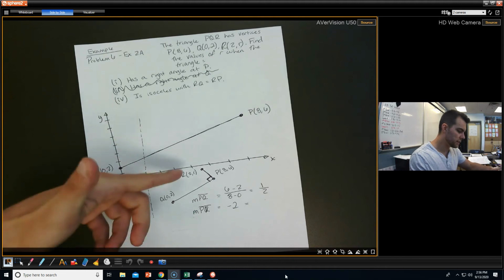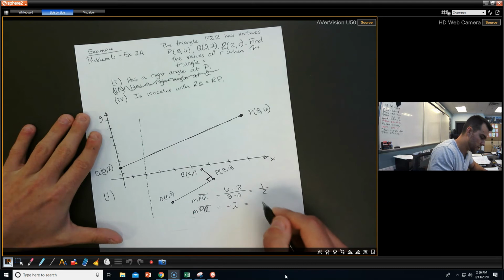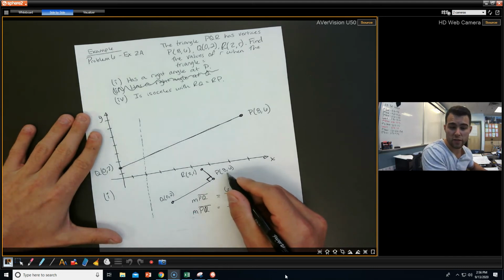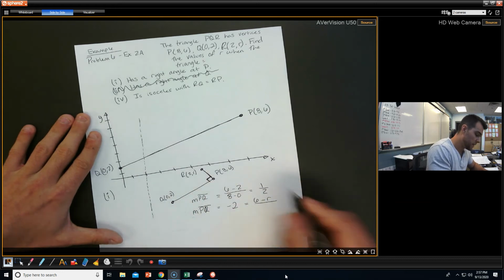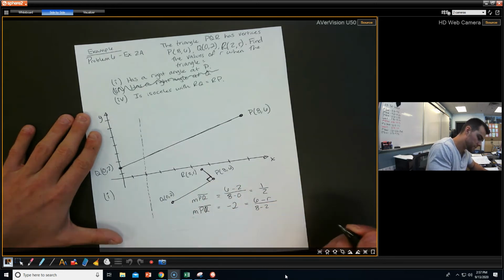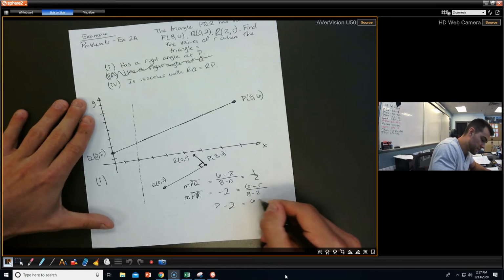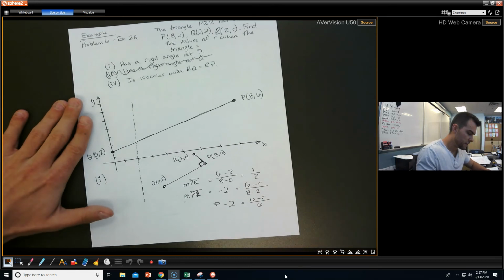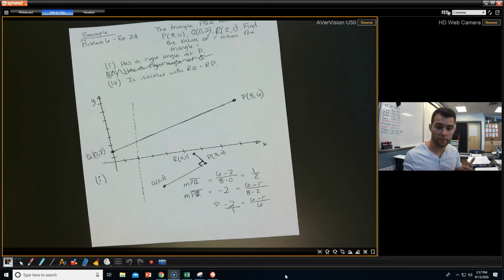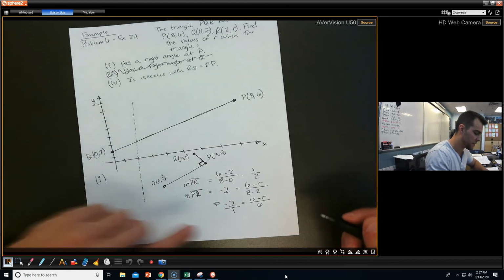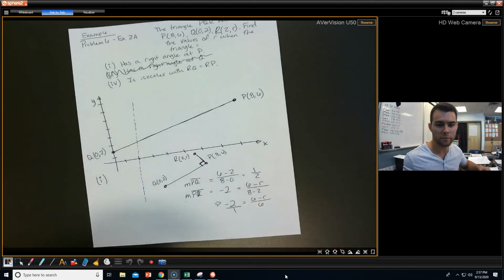And now I'll write whatever information I need. I need to find what little r is, so this is perfect. Now I have something I can work with, because I'm going to call this x2 and y2 again. So I'm going to do 6 minus r, and I'm going to do 8 minus 2. So I get -2 equals (6 minus r) over 6. And again, I can treat this like a proportion. I could cross multiply if I wanted to. Or I could just multiply 6 to both sides, which is what you'd be doing regardless.